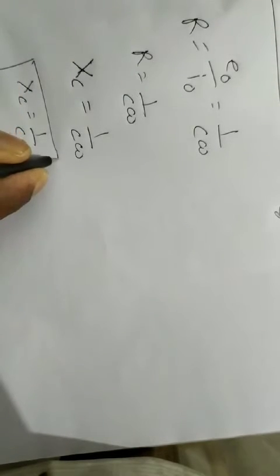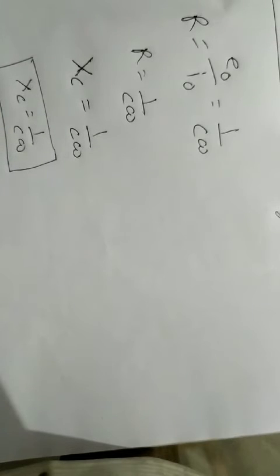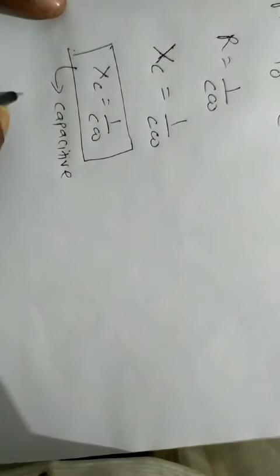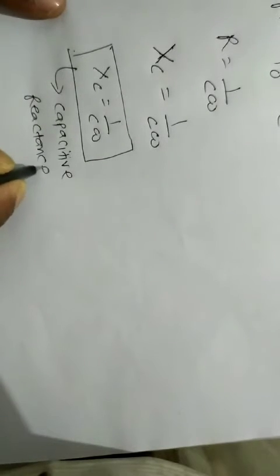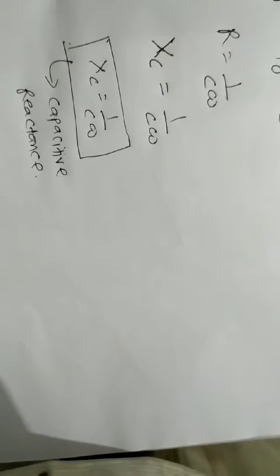That means XC value will be 1 by C omega. XC will be equal to 1 by C omega. What is this? Capacitive reactance. What is XC? Capacitive reactance. That means capacitive reactance will be equal to 1 by C omega.